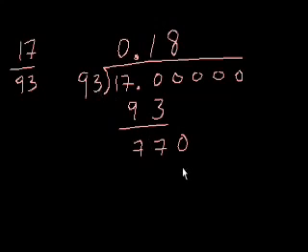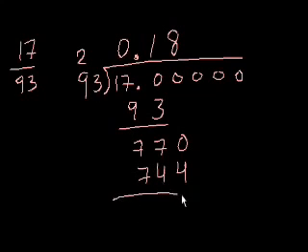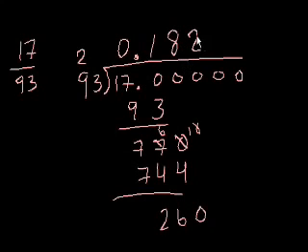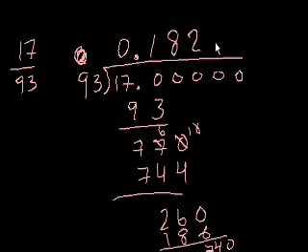8 times 3 is 24. 8 times 9 is 72. Plus 2 is 74. And then we subtract. 770 minus 744 is equal to 26. Then we bring down another 0. 93 goes into 260. Probably, let's see, it's about 2 times. 2 times 3 is 6. 2 times 9 is 18. This is 186. Subtract, we get 74. So we could keep going. We could keep figuring out the decimal places. You could do this indefinitely.